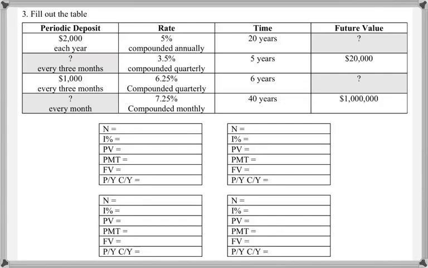On question number 3, we are trying to fill out the table. So we have the periodic deposit, the interest rate, the time, and then the future value.